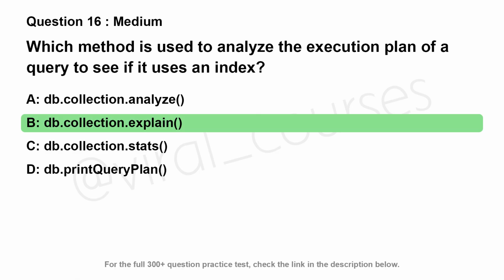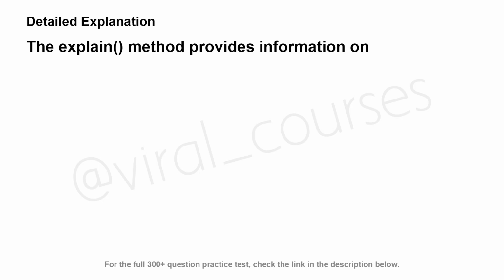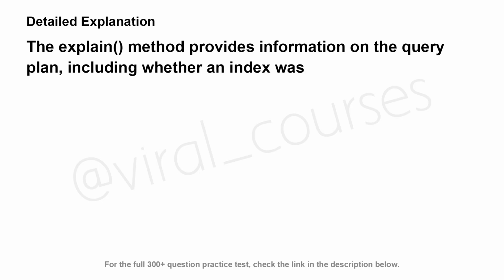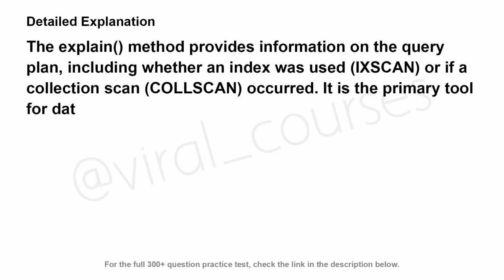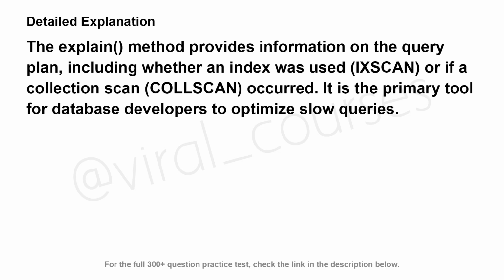The correct answer is B. The explain method provides information on the query plan, including whether an index was used, IXSCAN, or if a collection scan, COLLSCAN, occurred. It is the primary tool for database developers to optimize slow queries.